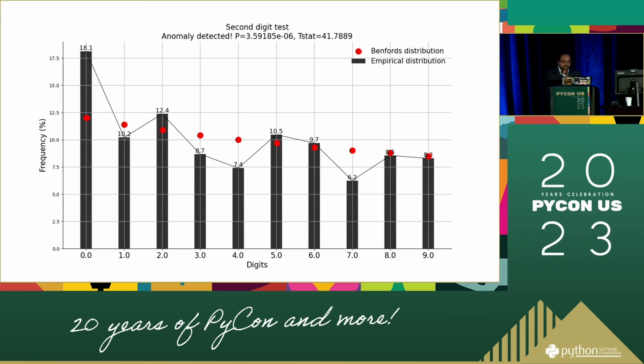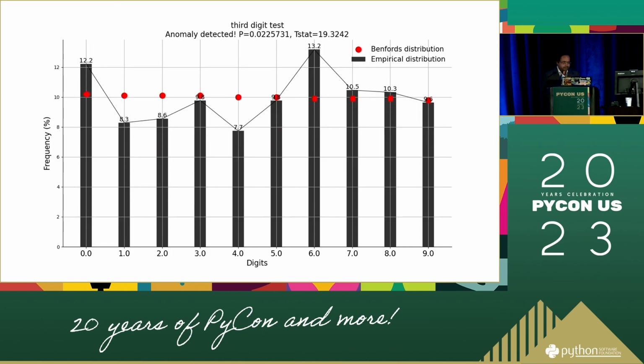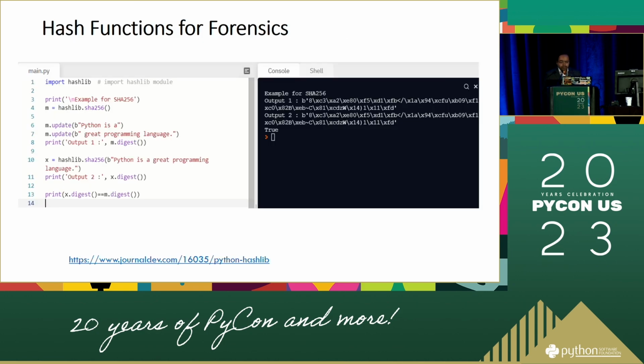Similarly, you can go ahead and do the experiment with respect to the second digit test. Here also you can see that there is a lot of variation. Similarly with respect to the third digit. So Benford's law was a very simple method to identify suspicious transactions in a bank statement. Now next is hash functions.